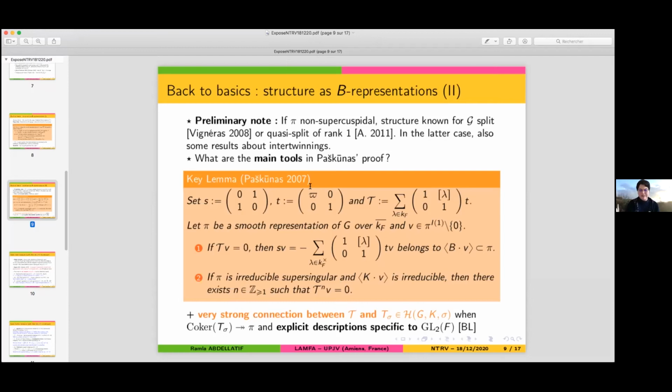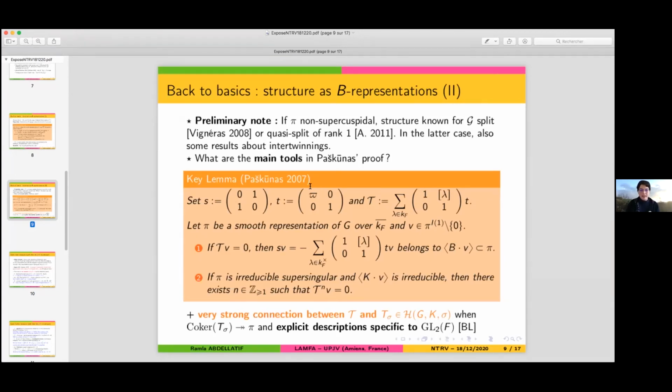There are plenty of key lemmas in this talk. The first thing is that if this operator T sends V to 0, then the image of V under the action of this little s is in the representation of B generated by V inside of pi. Why is this super interesting? First, the decomposition of sV does not depend on V, in the sense that it's a sum of b_i times V, and the b_i are elements of B that do not depend on V.